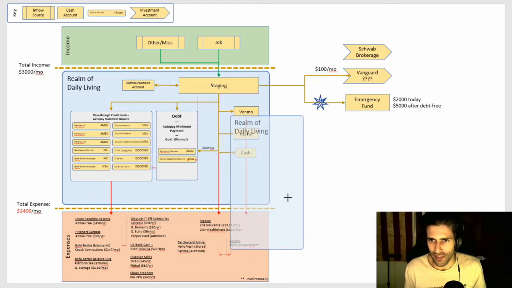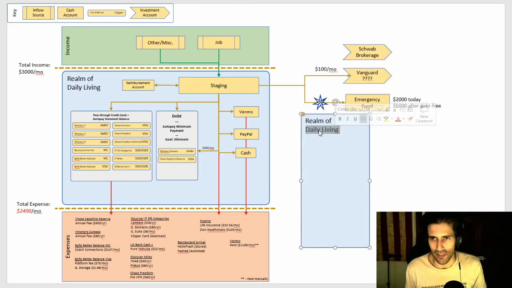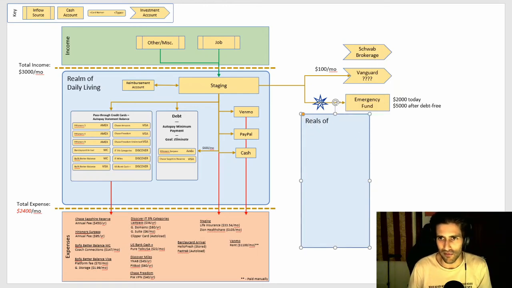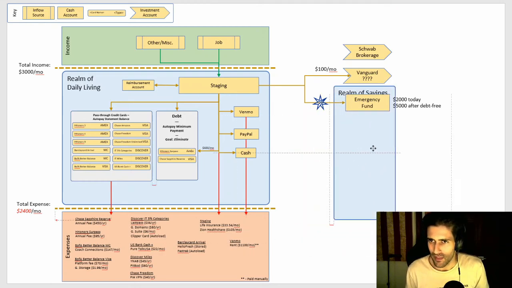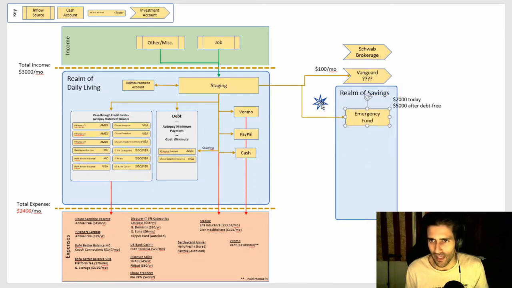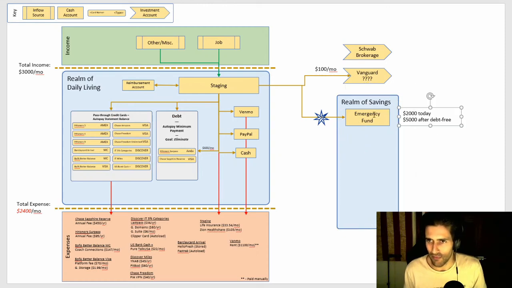So what I'm going to do is essentially create a new realm here. And this is going to be the realm of saving. Everything that I save for, I'm just going to use the same account. The Ally account that I have, I'm going to rename it to something like savings account. That's what it's going to look like, right? And the emergency fund is going to be a component of the realm of savings.